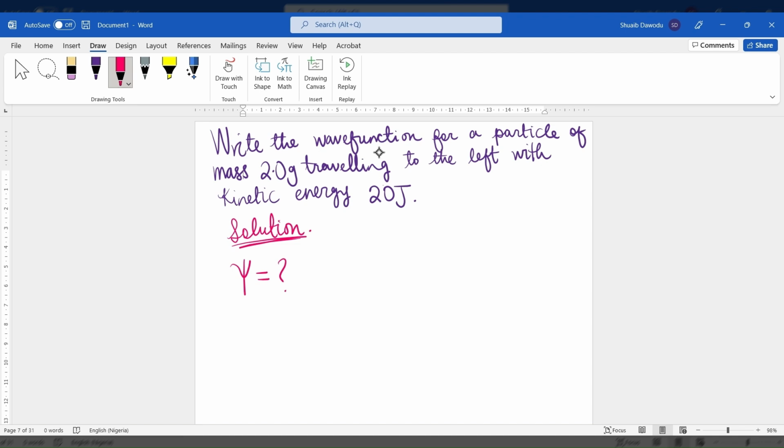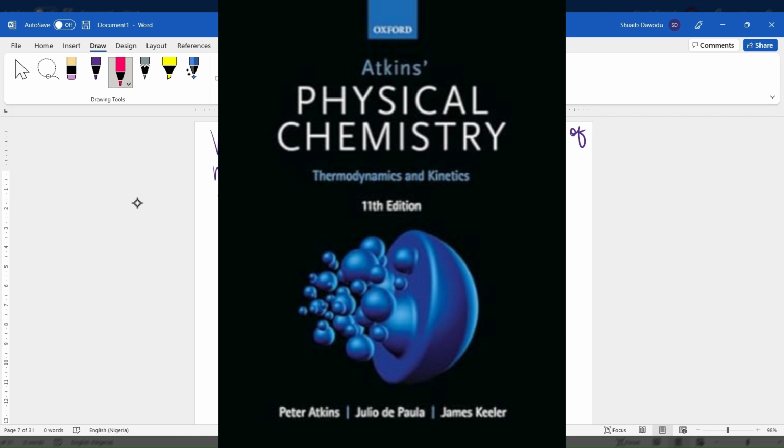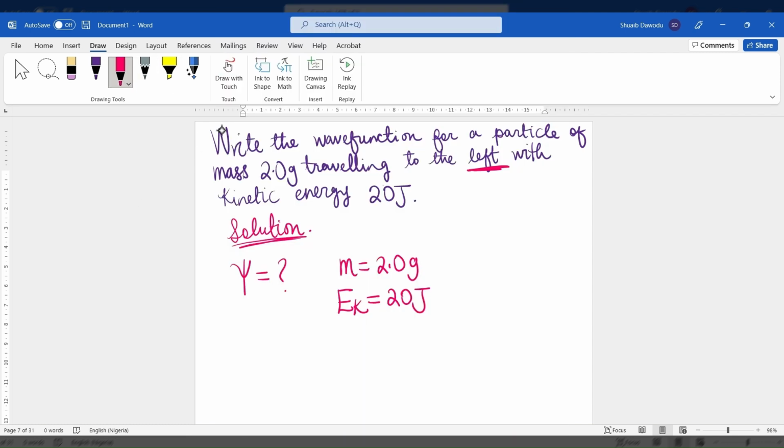A particle of mass 2.0 grams. So we have the mass of the particle, which is 2.0 grams, and we're told that it was traveling to the left with kinetic energy 20 joules. So the kinetic energy E sub k is 20 joules. The first thing I want you to notice is that this is a question from the Atkins Physical Chemistry 11th edition textbook, from chapter 7, and the topic deals with translational motion. In order for us to solve this, let us make sure we understand the keywords here.